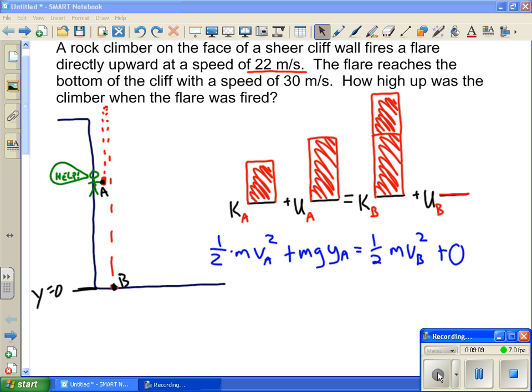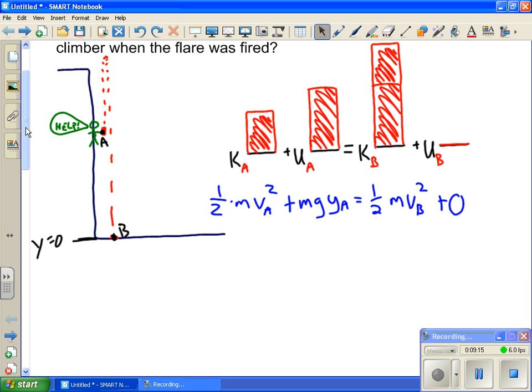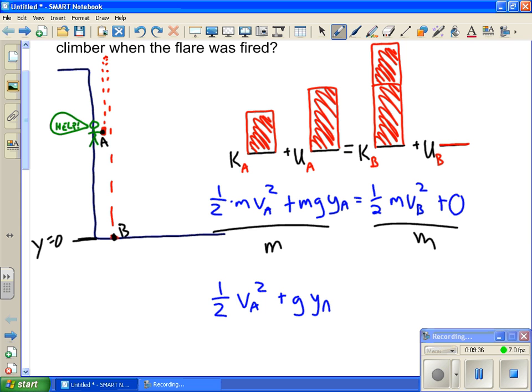Now, I actually personally don't prefer to insert a made-up mass, but if that's what works for you, then by all means do it. I, on the other hand, am happy to just work with not actually knowing a number of joules. Every term has m in it, so I can just divide both sides of the equation by m, and once I've divided out the m, now I've got half times the velocity at A squared plus little g times the height at A equal to half times the velocity at B squared, and that's that. Now I know velocity at A, I know velocity at B, so I'm ready to solve.